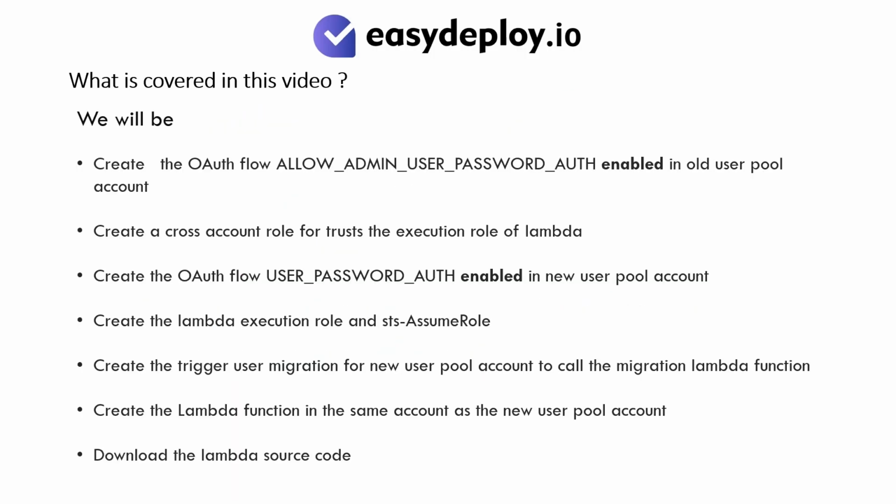What is covered in this video? We will be creating the OAuth flow, allow admin user password auth, enabled in the old user pool account. Creating a cross-account role that trusts the execution role of Lambda. Creating the OAuth flow user password auth enabled in the new user pool account. Creating the Lambda execution role and STS assume role. Creating the trigger user migration for the new user pool account to call the migration Lambda function. Creating the Lambda function in the same account as the new user pool account. Download the Lambda source code.